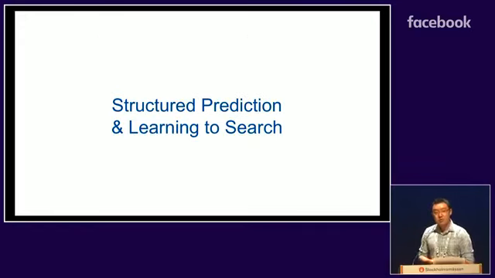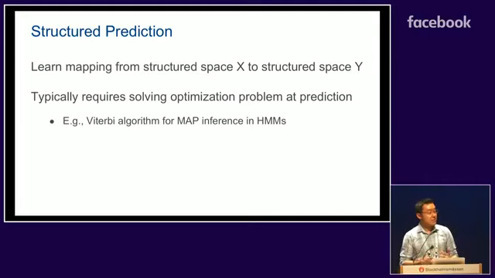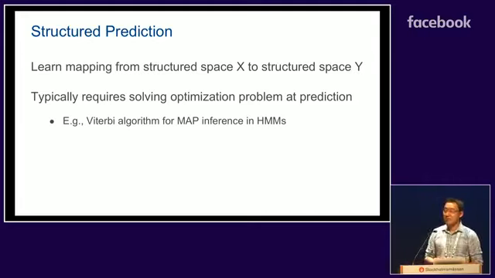Next, I'm going to move on to imitation learning for structured prediction and learning to search. So structured prediction, the idea is to learn a mapping from some structured input space X to some structured output space Y, right? And typically, because the output space is structured and often combinatorially large, this requires solving an optimization problem at prediction time. Perhaps the most common example is the Viterbi algorithm for running MAP inference of hidden Markov models, where the structured output space is the space of all possible sequential outputs.